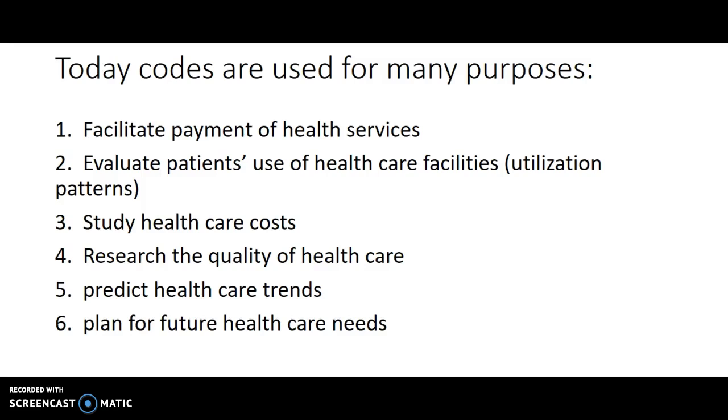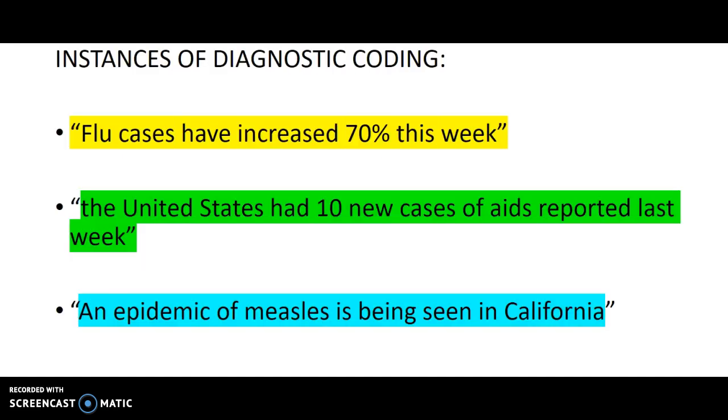Also, we evaluate patients' use of healthcare facilities, or their utilization patterns, better with ICD-10, because we have better specificity of diseases, and we can evaluate the use of those facilities, such as by patients that have diabetes. We can look at how often they are accessing healthcare, maybe patients with complications of diabetes, looking at their utilization patterns. We can use it to study healthcare cost, research the quality of healthcare, predict healthcare trends, and also plan for future healthcare needs.